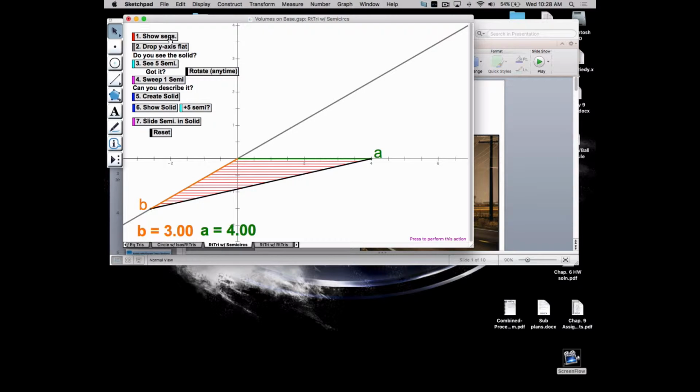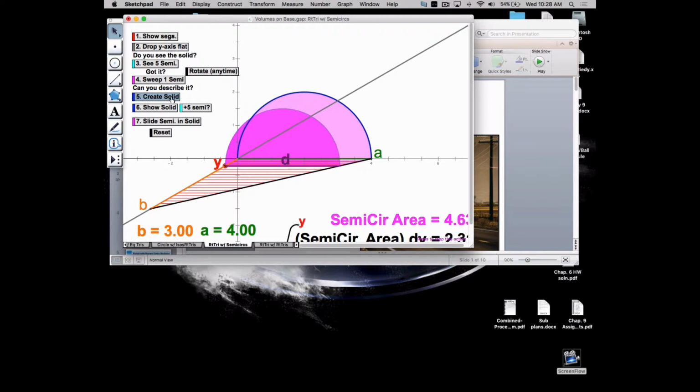All right, I'm not even going to ask you to describe it because it's too weird. But if you stack those semicircles, you get this thing that kind of, well, not kind of, it is half of a cone. Or a hemicone.